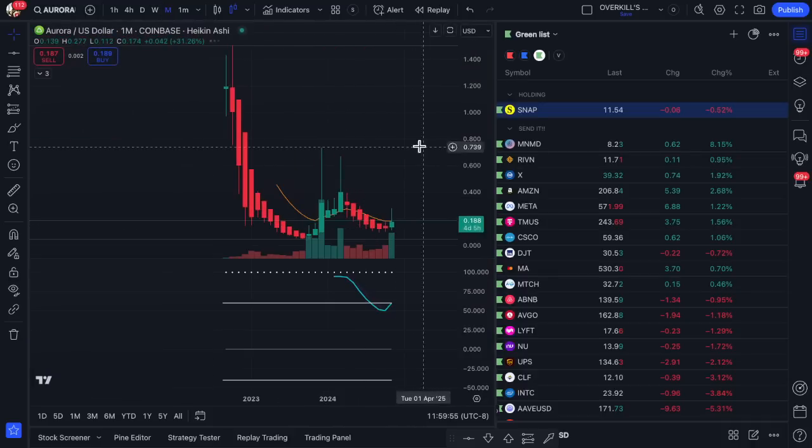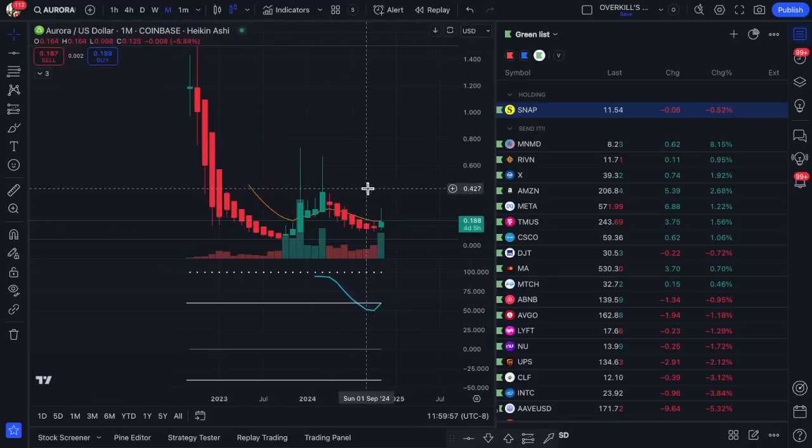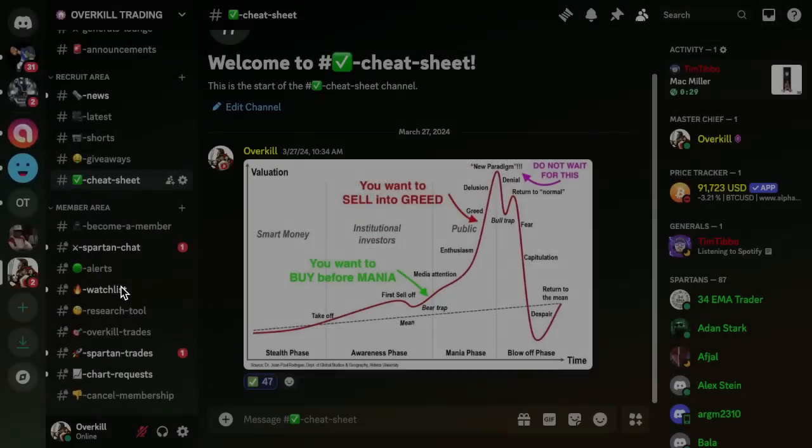Monthly chart looks really good. Looks like it wants to break out with a big volume candle. This one looks interesting. Okay, that one looks very, very interesting.